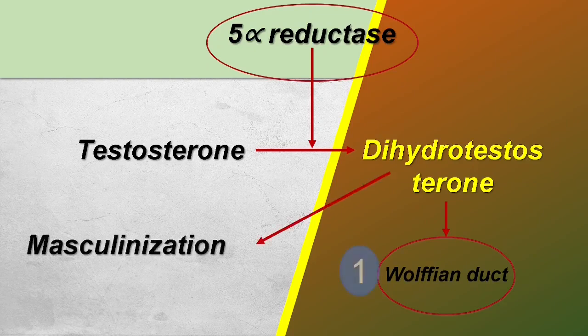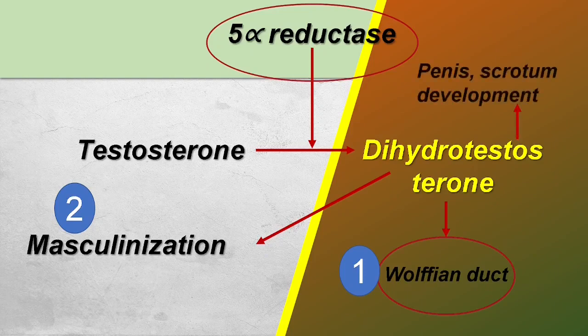And not only that, dihydrotestosterone is also responsible for masculinization in male. So these two functions are very important for maleness. This more potent testosterone is also responsible for the development of external genitalia, that is penis and scrotum. So 5-alpha reductase plays a very significant role in converting testosterone into the more potent form in the cells, so that it can give rise to maleness, Wolffian duct development, masculinization, or external genitalia development.